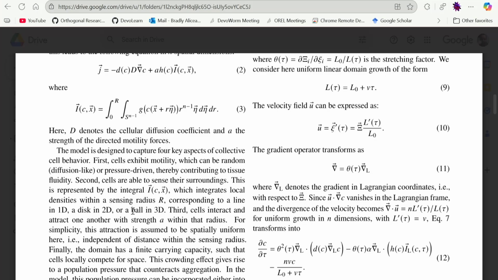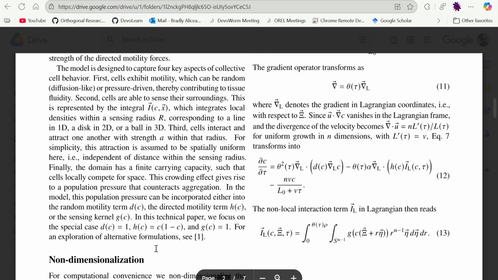And so that suggests that you have this mechanism for packing, this crowding effect, and it also allows cells to not aggregate just at random. So it counteracts aggregation. There's this population pressure that moves the cells around, and it keeps them moving around and not getting stuck, although they can get stuck in certain cases.